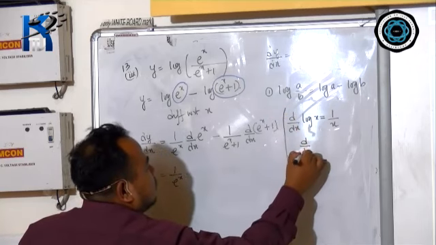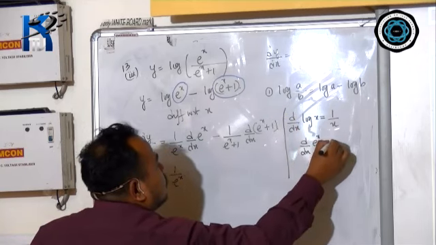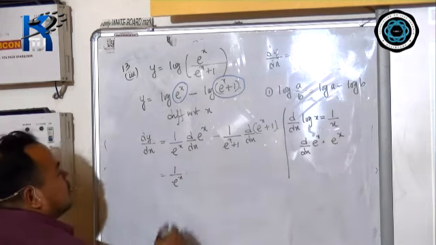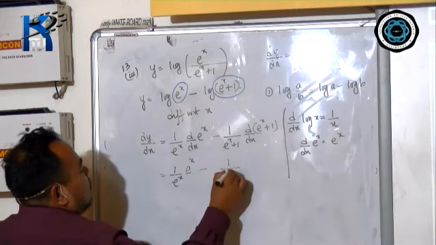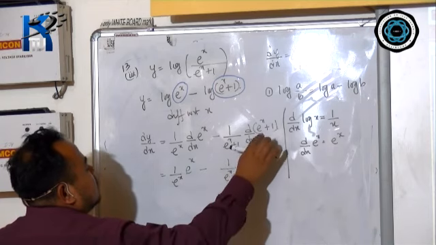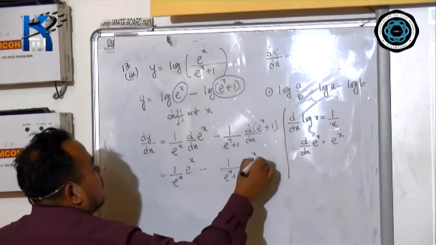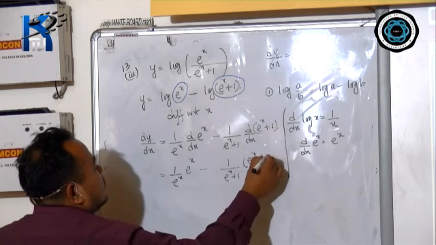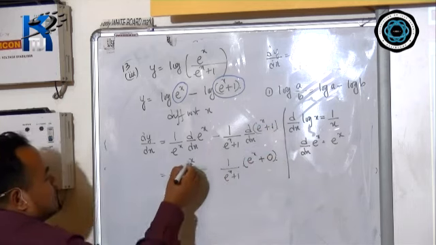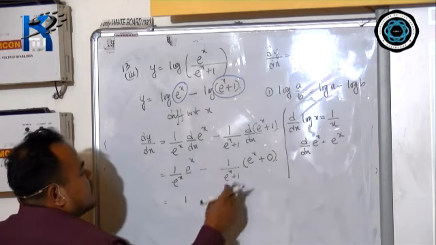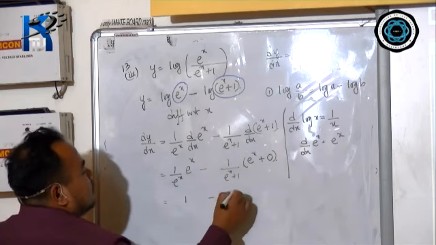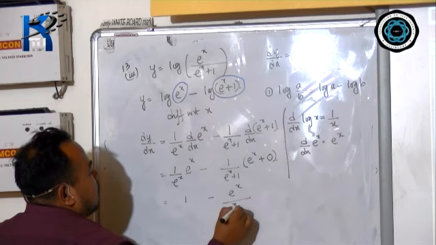What's the differentiation of e to the power x? Formula number 2, it is e to the power x itself. So, (e to the power x minus 1) divided by (e to the power x plus 1): into, what's the differentiation of e to the power x? It is e to the power x plus differentiation of 1, it's a constant, so 0. So, e to the power x and e to the power x get cancelled, so you are left with 1 minus e to the power x into 1 is e to the power x, divided by e to the power x plus 1.